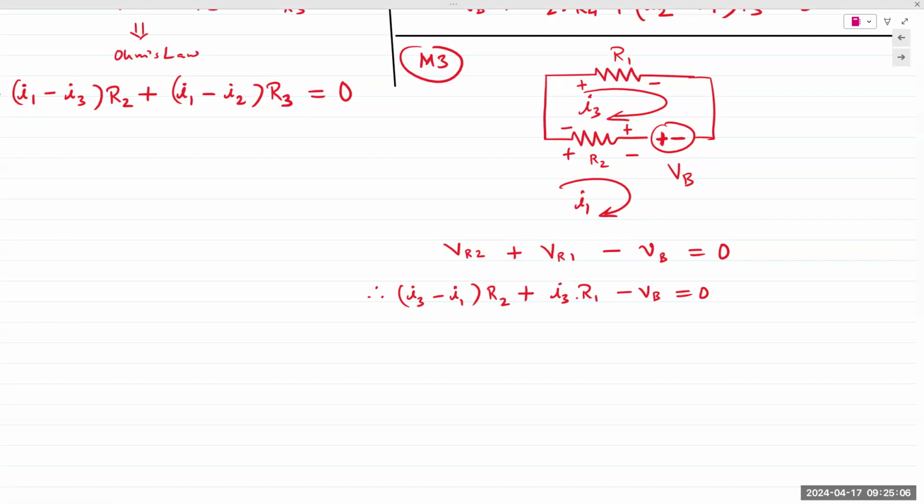R2. Yeah. But because VB is a voltage source, even though it is shared, we don't really care about it because we are writing a KVL equation, meaning we are summing up the voltages. So if we already know the value of that voltage, then we don't need to do anything. We simply plug the value in as it is, and that's it. Yes.